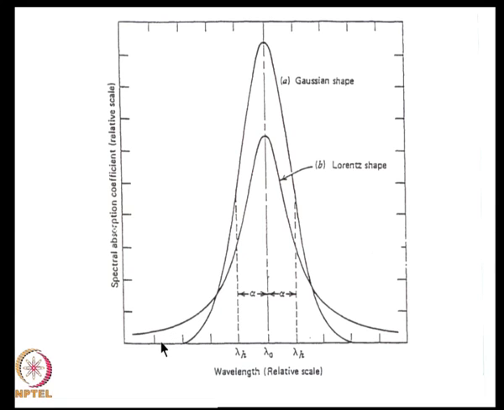So, if such a situation occurs, then you have to use a more complicated shape, which is the shape of the Doppler profile near the center line, and then you pick the Lorentz profile. This is called the Voigt profile, and it is used in those situations where the Doppler broadening dominates at the center of the line and Lorentz broadening dominates at the wings.